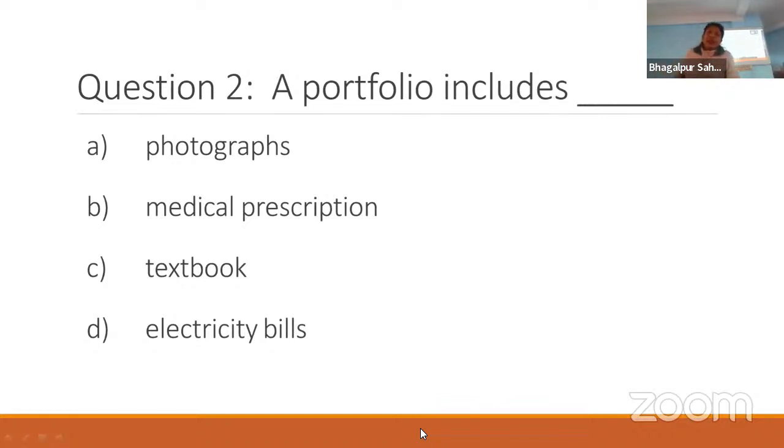So yes, the answer is A. The portfolio includes the photographs of different activities. Okay, that's great. Vipul Kumar Singh, yes, A. You're absolutely correct. Priti Kumari, yes. Bal Bharti Vidyalaya, yes. A. Okay, we are moving to the next slide.